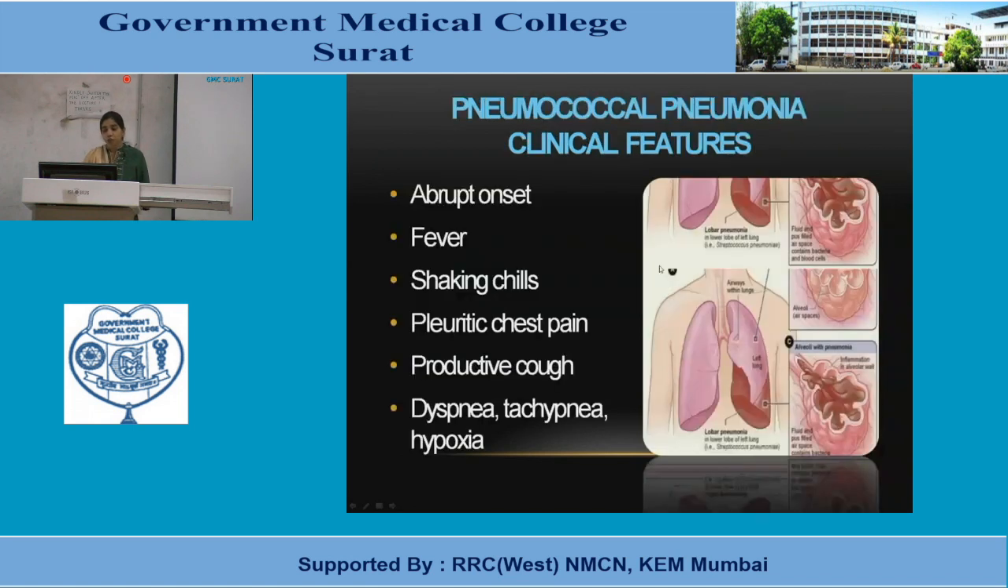In pneumococcal pneumonia, the clinical picture is abrupt onset, fever, shaking chills, pleuritic chest pain, productive cough, dyspnea and tachypnea, as well as hypoxia, in pneumococcal lobar pneumonia.